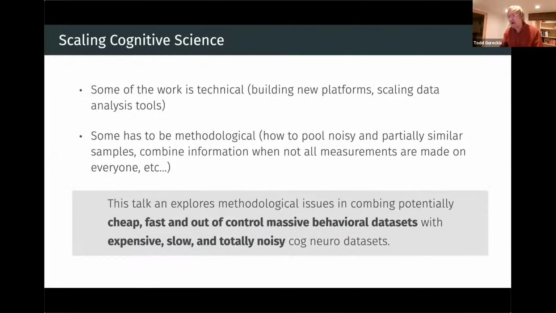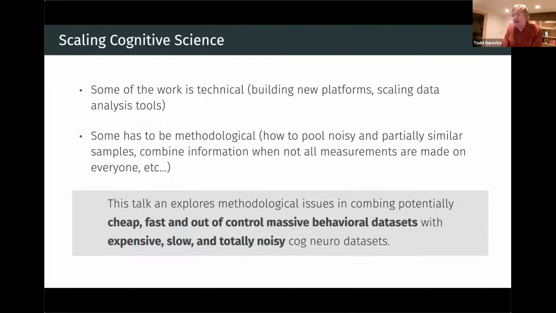So when we think about scaling cognitive science, some of the work is undoubtedly technical, like the kind of things that Jordan was just talking about: building new platforms, scaling analysis tools and things like that. But some of this work also has to be methodological, I think. Like, how do we pull noisy and partially similar samples together that might come from different crowd working populations or lab and online samples? How do we combine information from these when not all measurements are able to be made on everyone? Like, we might not be able to get eye tracking on all of our subjects. You might be able to get it from the lab ones and not on the online ones, and so forth.